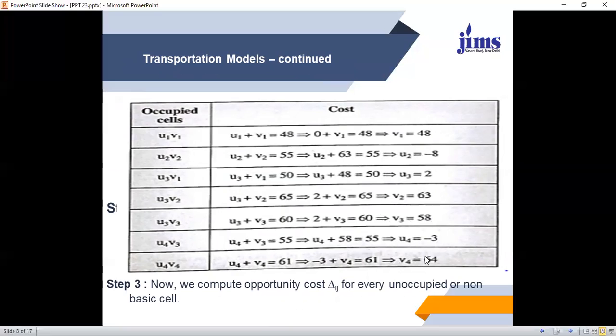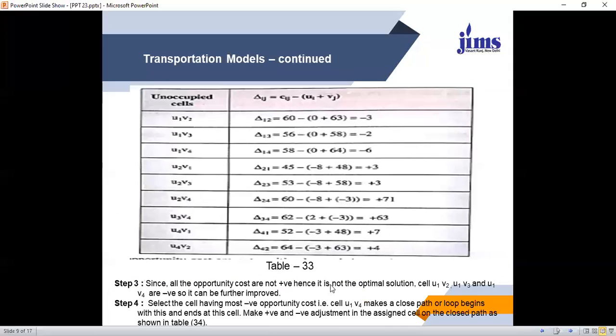So we have calculated the value of all U1 and V1 from using the formula Ui plus Vj is equal to Cij for all the occupied cells. Now we compute the opportunity cost delta Ij for every unoccupied cell. So for every unoccupied cell, delta 1,2 is equal to Cj minus Ui plus Vj. So 60 minus 0 plus 63.